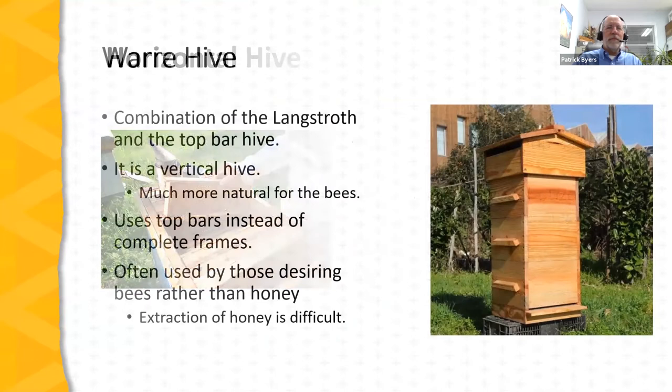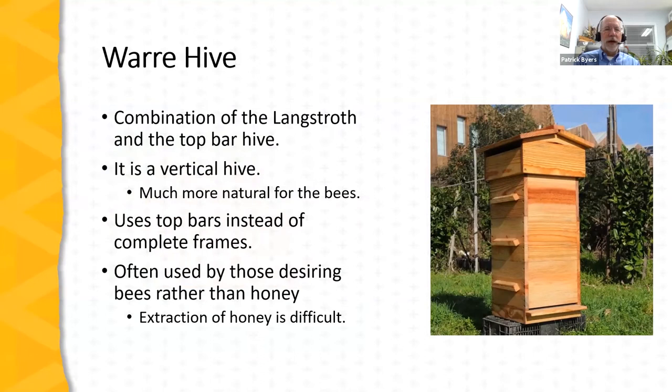Then there's the Warré hive, which is a combination of a Langstroth and the top bar. It's a vertical hive, but it uses top bars within each box rather than frames. And again, with this approach, it's more difficult to manage. It's much more difficult to examine the colony, and it's more difficult to extract the honey. And quite frankly, Warré hives are used most frequently in situations where the person managing that hive is more interested in the bees themselves than in the honey that might be developed by the colony. In other words, if the goal was to develop a strong colony for pollination purposes, this would be one way to do it.